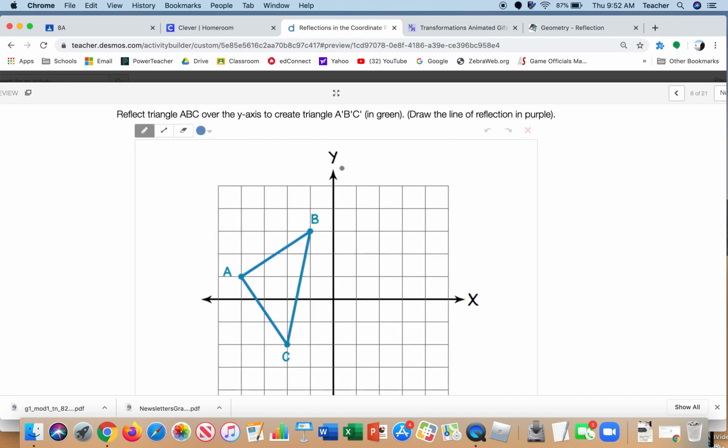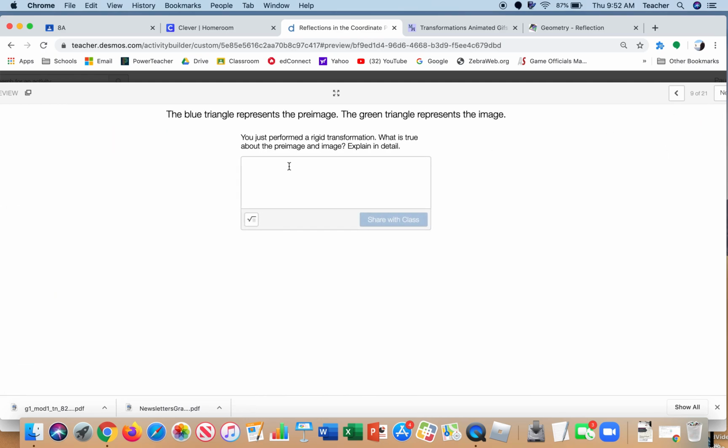All right, reflect this triangle over the y-axis. Okay, again, we know how to do that. Okay, here's that question again. You just performed a rigid transformation. What is true? Well, we said it before and we'll say it again. They are the same size and shape.